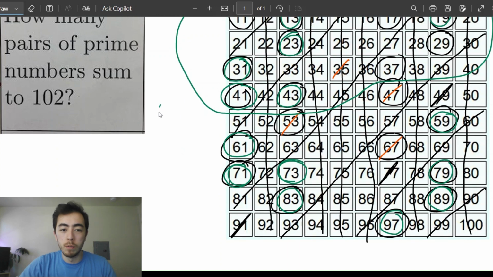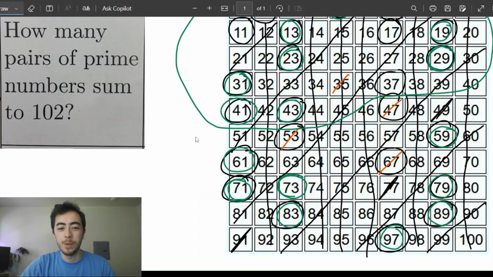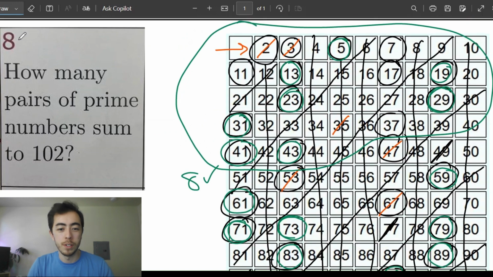And if I do 102 minus 73, there we go. Okay, that's going to give me the last prime of the list, 29. This should have been a green circled prime. And there we go. Now we have our 8 pairs. Okay, cool. That confirms it. There are 8 pairs of primes that sum to 102.